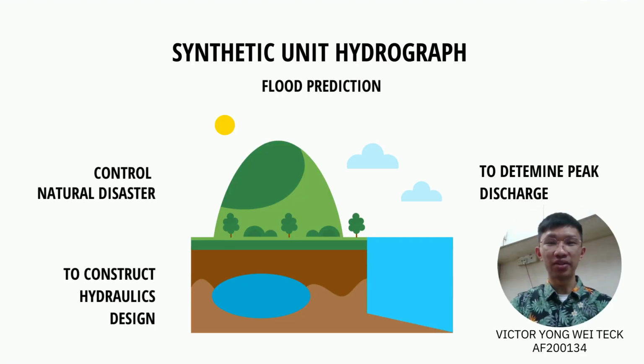Hi, I'm Victor Yong Wei Tek, matric number AF200134. In general, the synthetic unit hydrograph is used to determine the peak discharge in order to design hydraulic structures such as dams, sluice gates, and weirs.